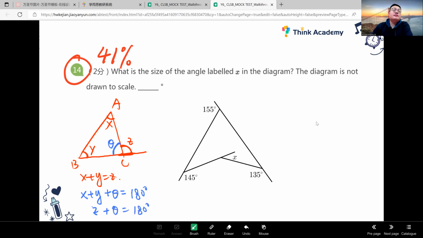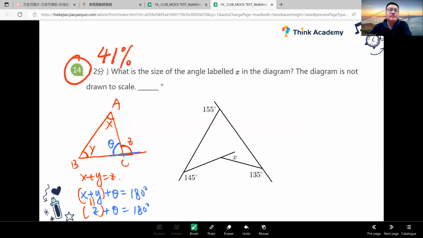Yes, exactly. You see, if I do X plus Y plus theta, that will be the three interior angles. We know that they add up to 180. And also this angle is a straight angle, so Z plus theta also equals 180. That means these two parts will be exactly the same. They equal each other, because they both add theta to get the same answer. That's why X plus Y equals Z.